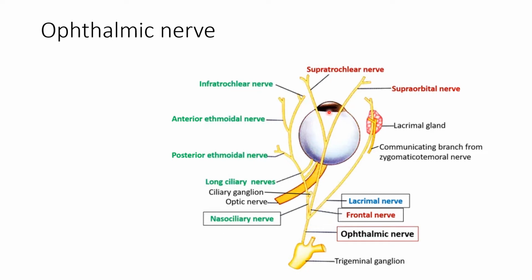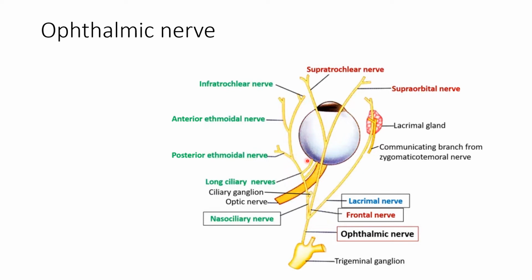It has two terminal branches, supratrochlear and supraorbital. And the nasociliary as usual comes here, and it gives a communicating branch to the ciliary ganglion. That's very important. It gives a communicating branch to the ciliary ganglion, MCQ, and it gives long ciliary nerves, and you can see the posterior ethmoidal nerve. Okay, and then it goes up. Anterior ethmoidal is here and infratrochlear is here.